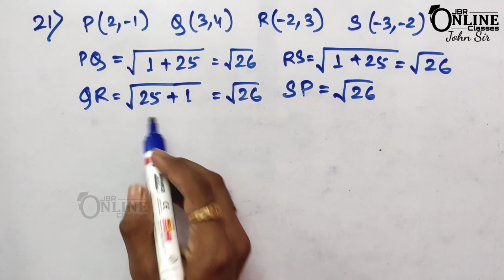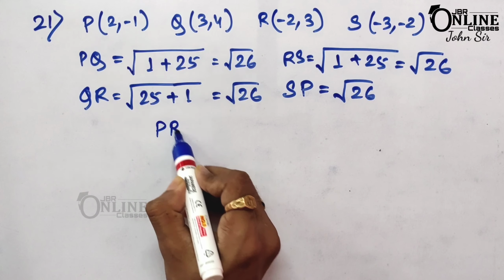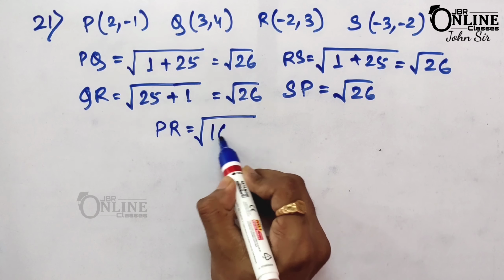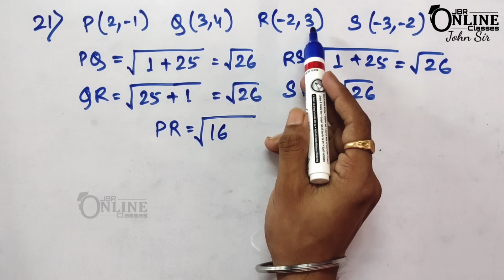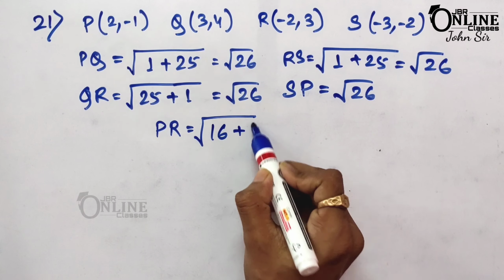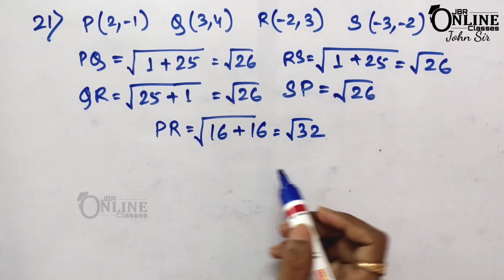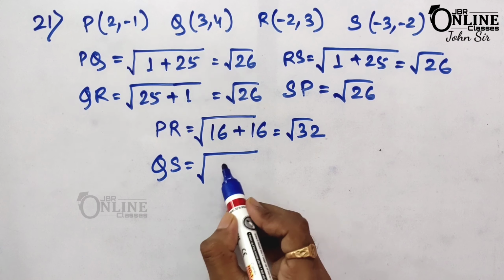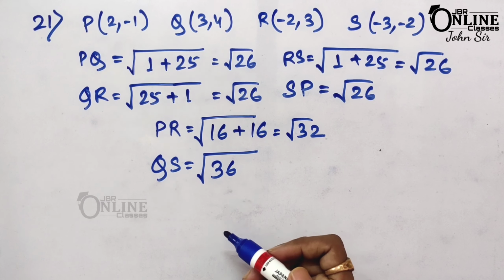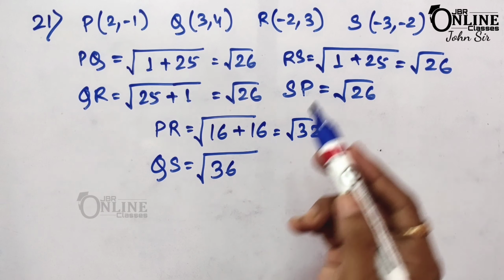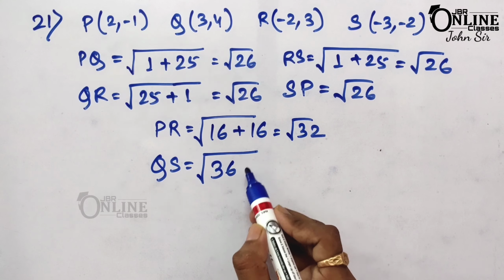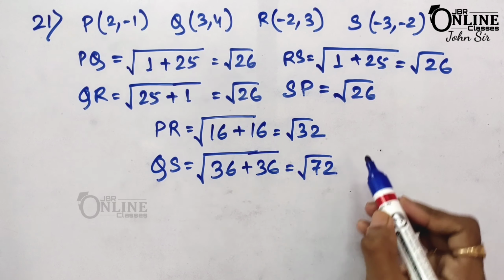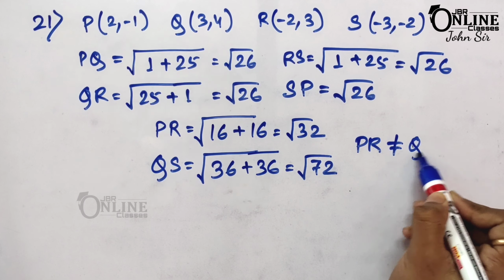Now you have to find the difference between them. So here first you have to find out PR. PR is the first diagonal, that means minus 2 minus 2, it's minus 4, so it will be 16 because minus 4 whole square. Next one 3 plus 1, that is 4, so also 16, that equals 32. Now next one QS, another diagonal, minus 3 minus 3, it's minus 6, minus 6 whole square, it's 36. And next one minus 2 minus 4, that means again minus 6, so it will also be 36, that equals 72. That means here PR is not equal to QS.